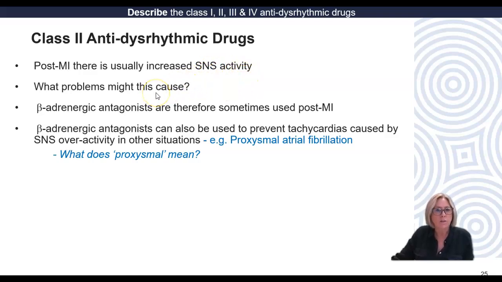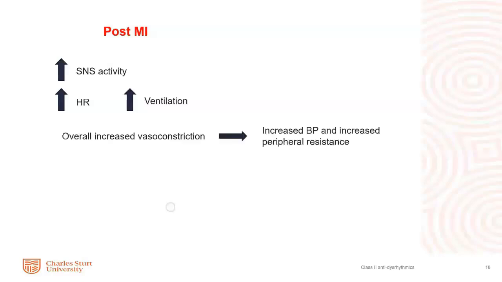So what problems do you think this might cause? Let's have a look at this on the next slide. Right, so we're talking about post-myocardial infarction, increased sympathetic nervous system activity, which will increase the heart rate and increase ventilation. Overall, the net effect of increased sympathetic nervous system activation is to increase vasoconstriction, which will lead to increased blood pressure and therefore increased peripheral resistance.